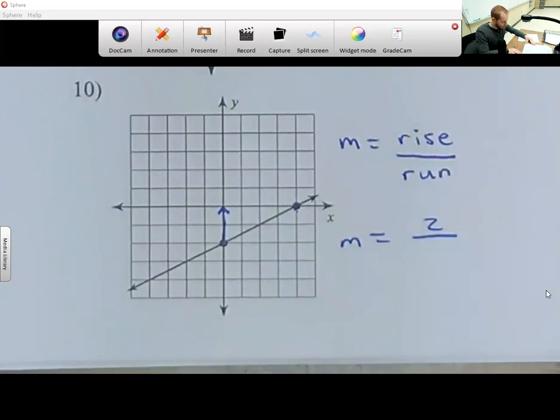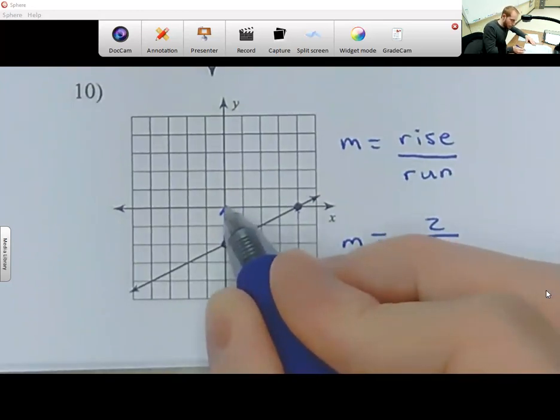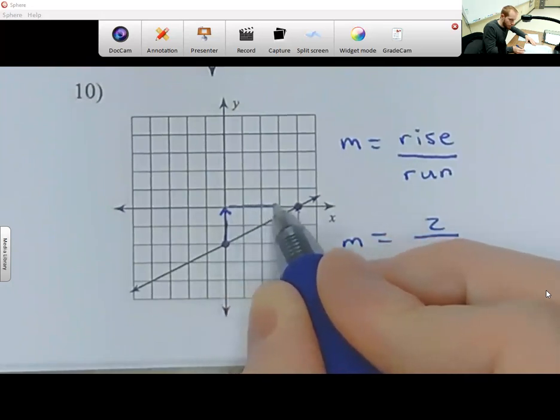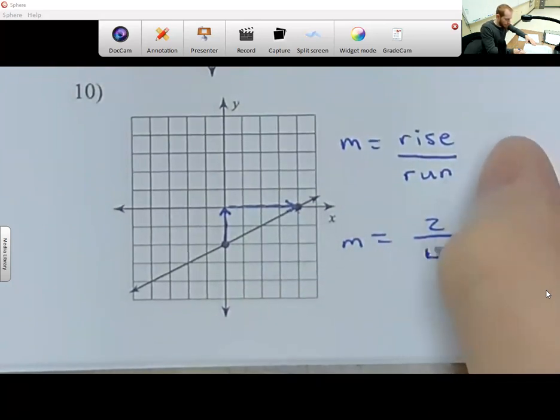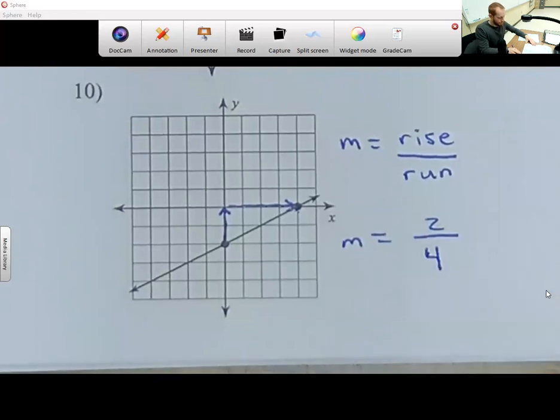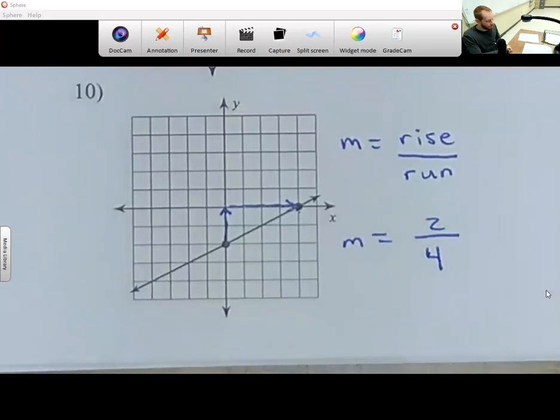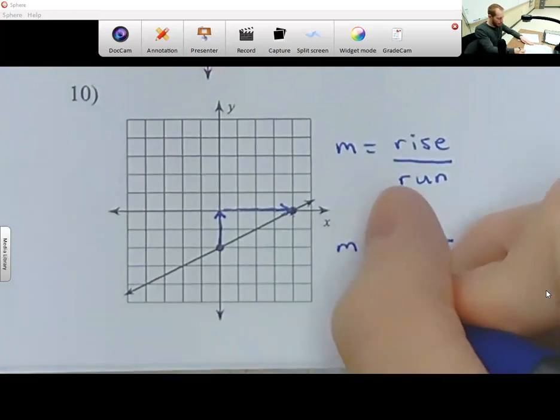Okay. Now, what's my run going to be? That's my change in x, right? So how far to the right do I have to go to get to the next point? Well, I've got to go 1, 2, 3, 4. 4 to the right. So my run is going to be 4. Okay? And now I can simplify a little bit. What's 2 divided by 4? Well, I can't do 2 divided by 4 and get a whole number. I'm going to get a fraction for my answer. And this fraction is going to be 1 over 2, which is 1/2.